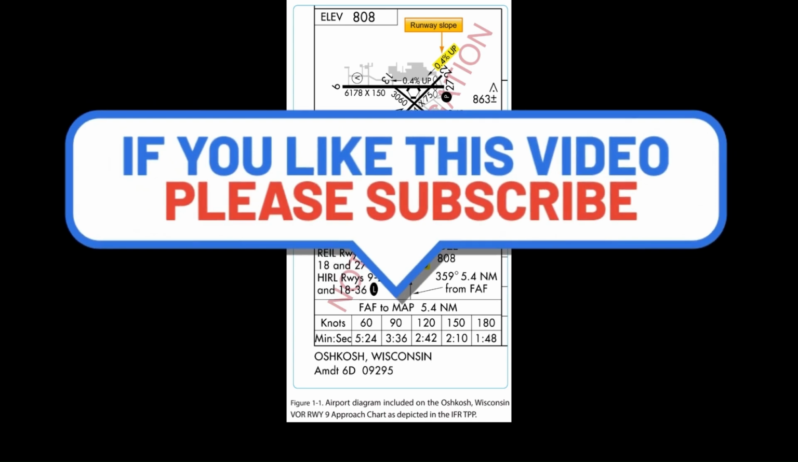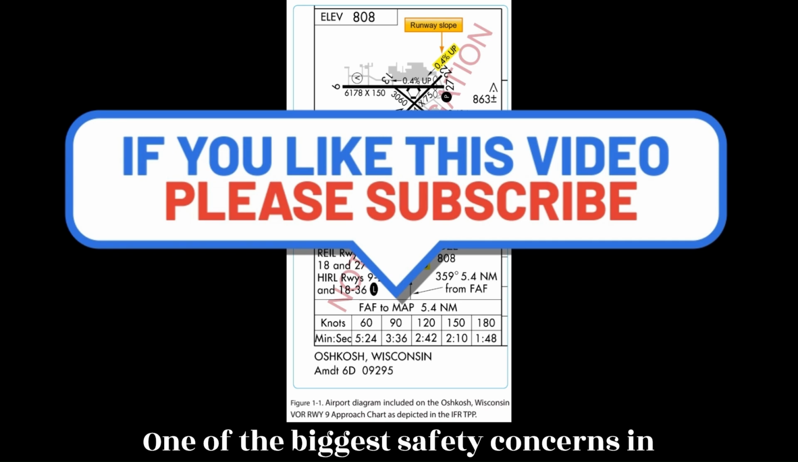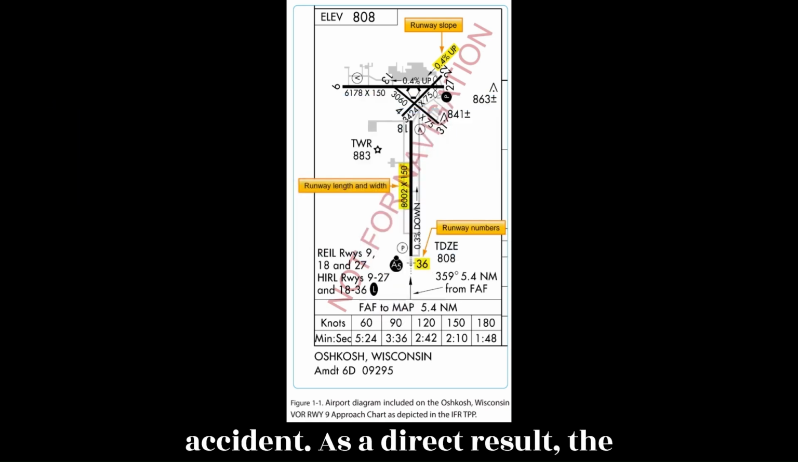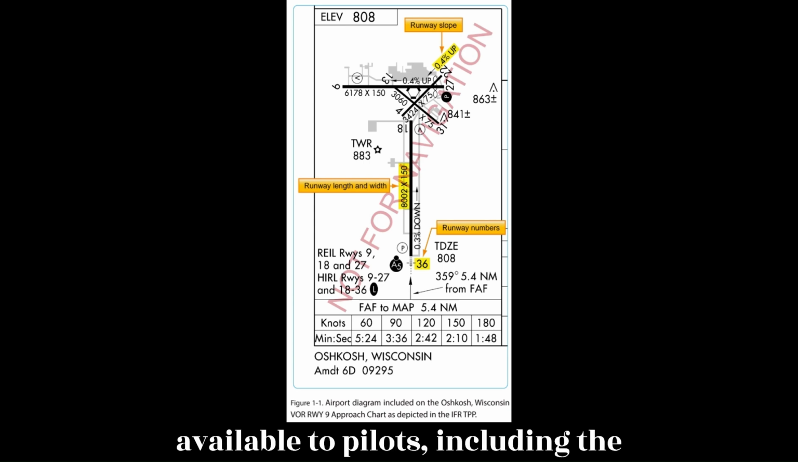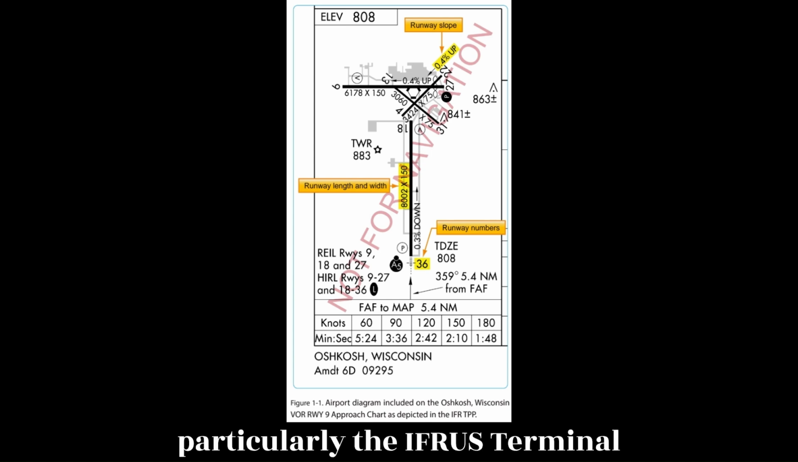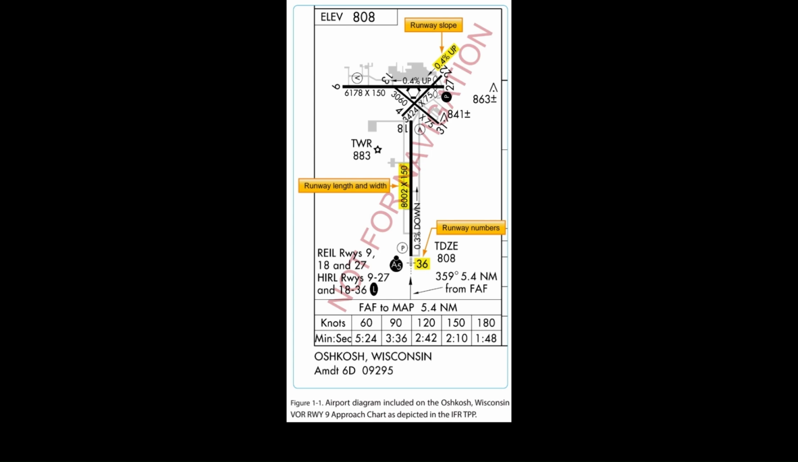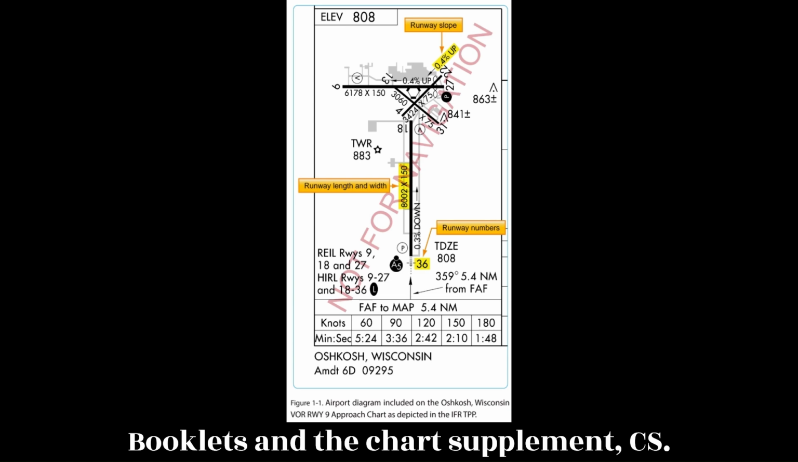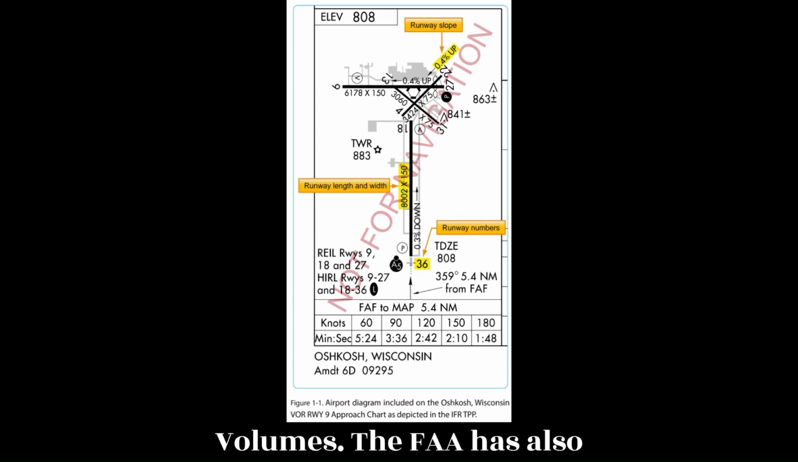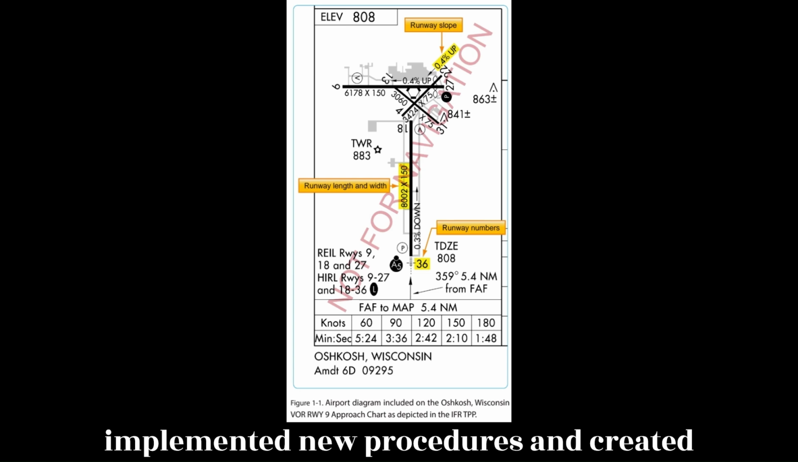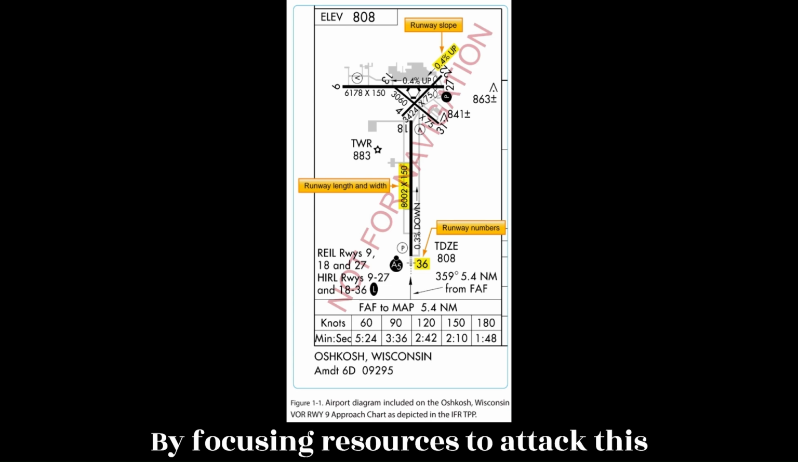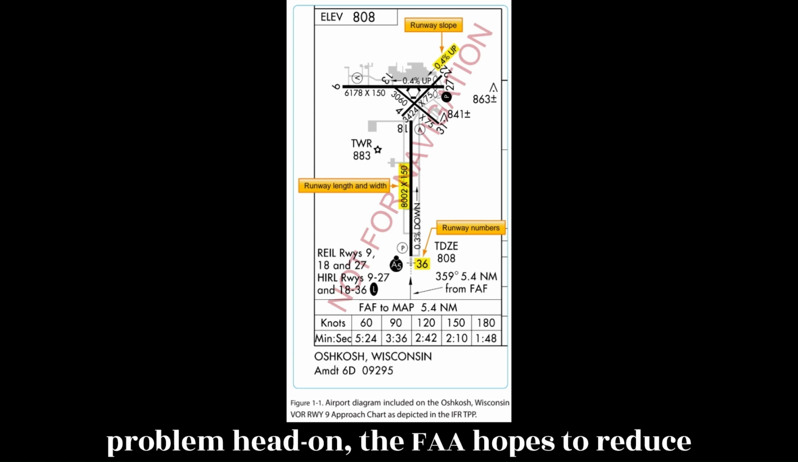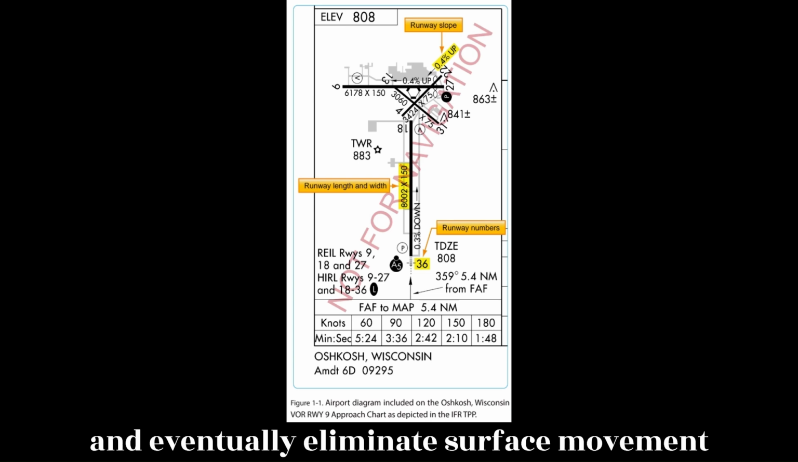Surface movement safety. One of the biggest safety concerns in aviation is the surface movement accident. As a direct result, the FAA has rapidly expanded the information available to pilots, including the addition of taxiway and runway information in FAA publications, particularly the IFR U.S. Terminal Procedures Publication, TPP, booklets and the Chart Supplement, CS, volumes. The FAA has also implemented new procedures and created educational and awareness programs for pilots, ATC, and ground operators. By focusing resources to attack this problem head-on, the FAA hopes to reduce and eventually eliminate surface movement accidents.